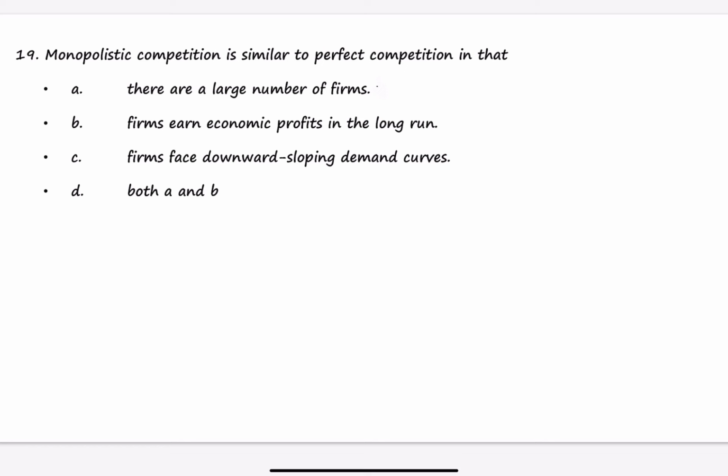Monopolistic competition is similar to perfect competition in that there are a large number of firms. Firms earn economic profit. This is not true in perfect competition. Firms earn zero economic profits in the long run in perfect competition. And firms face downward sloping demand curves. This is also not true in perfect competition. They face horizontal demand curves at the firm level in perfect competition. So our answer is A.